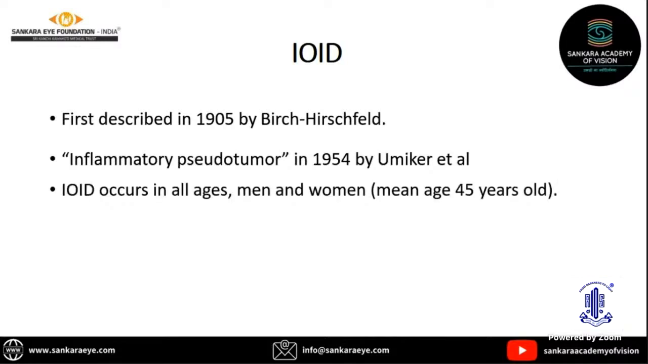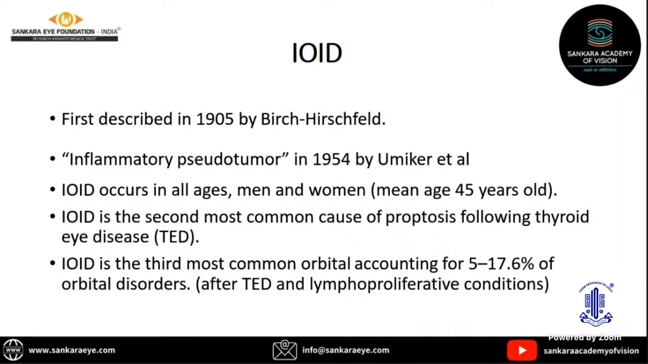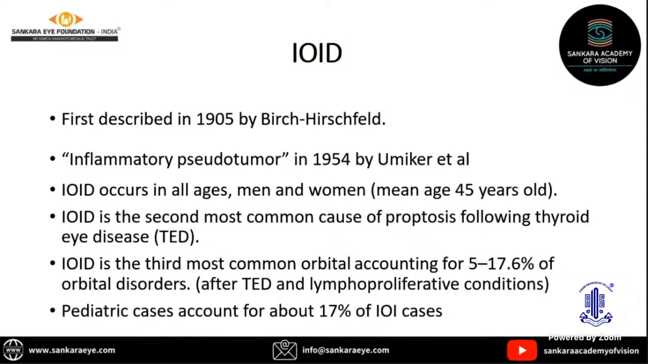It occurs in all ages, both men and women, with a mean age of about 45 years. But of late, they say that there is a slightly more female preponderance. It is the second most common cause of proptosis, which follows thyroid eye disease, and is the third most common orbital disorder after thyroid eye disease and lymphoproliferative conditions. And it also accounts for about 17% of cases in children.